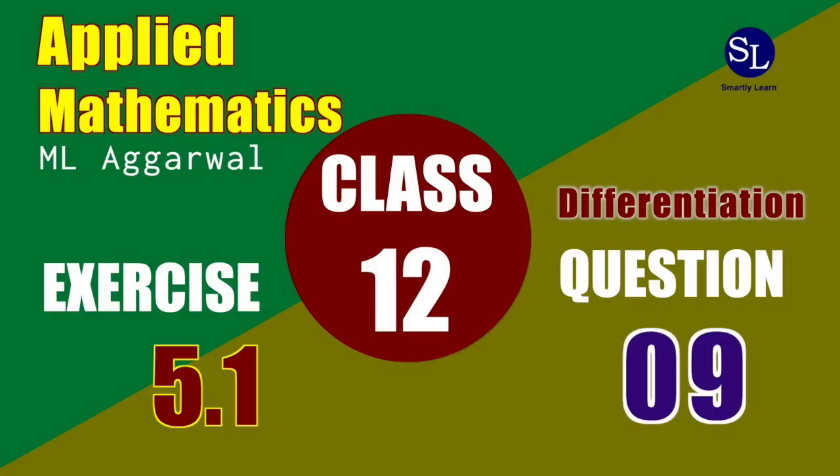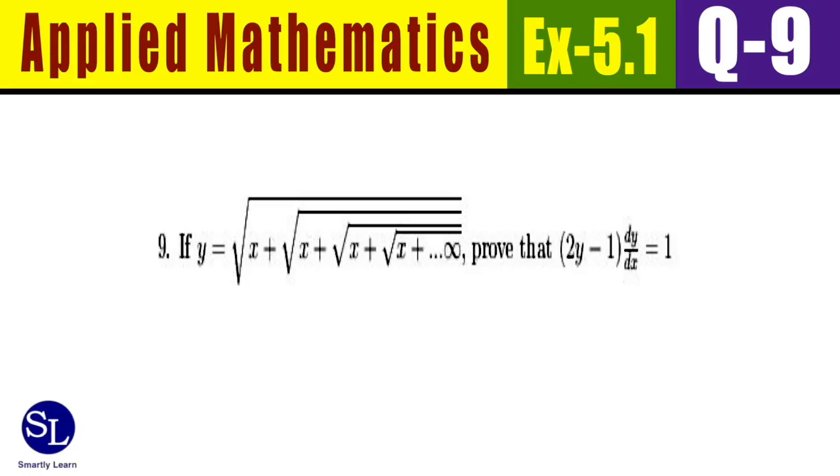In this video, let's see how to solve the ninth question in exercise 5.1. If y is equal to root of x plus root of x plus root of x plus, and it keeps going, prove that (2y minus 1) into dy by dx is equal to 1. First, let's write down that function.